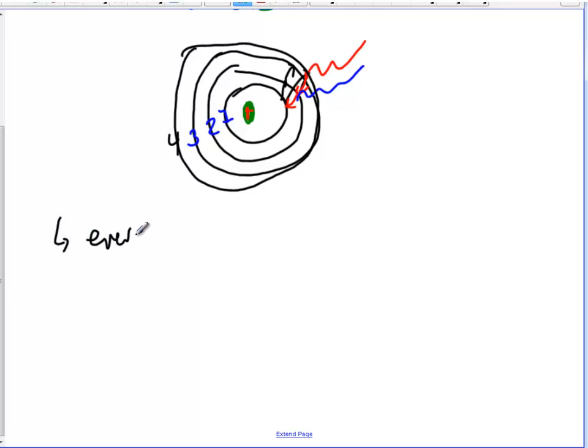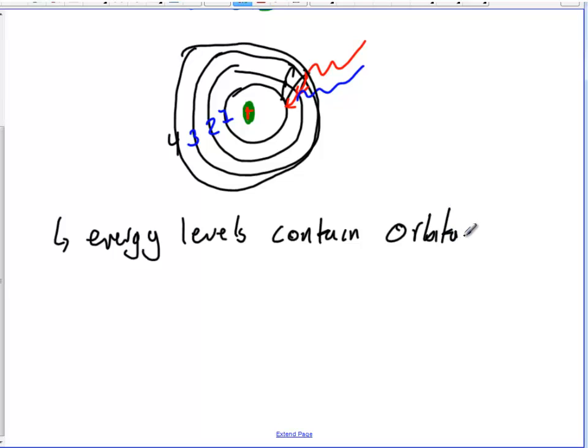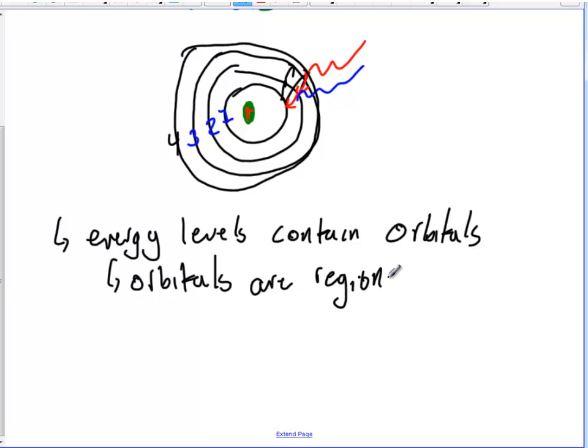Energy levels contain orbitals, and this is where the electrons really move. Energy levels contain orbitals. Orbitals are regions of space. It sounds like orbit, but instead of just a circular orbit like a planet around the sun, it's a three-dimensional, goofy-looking blob. So orbitals are regions of space where electrons are likely to be found.